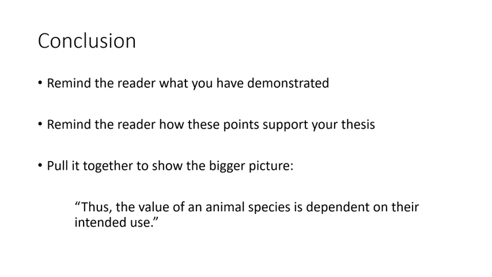And then we come to the conclusion. In the conclusion, you want to do 3 things. Briefly remind the reader of what you have demonstrated, that is your evidence, so all those wonderful points you've made about cats and dogs being good companion animals, cats being better at controlling vermin, dogs being better with livestock. Briefly remind the reader of how these points support your thesis, how they demonstrate the argument that you are making. And then finally, if you can, pull it together to show the bigger picture. What's the bigger picture to walk away with? In this case, it might be that the value of an animal species is dependent on their intended use.